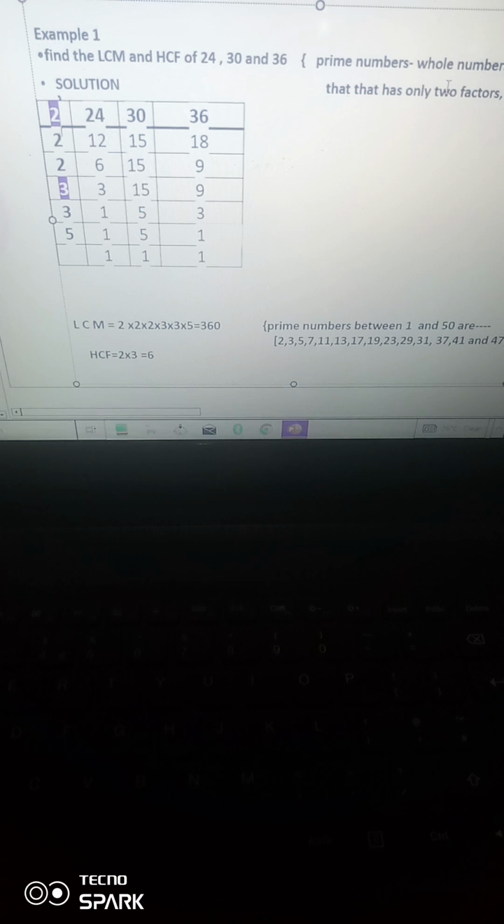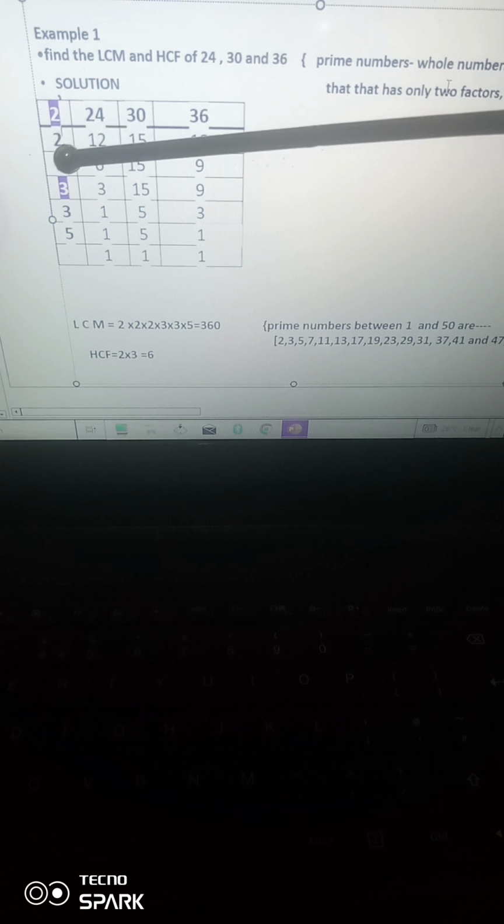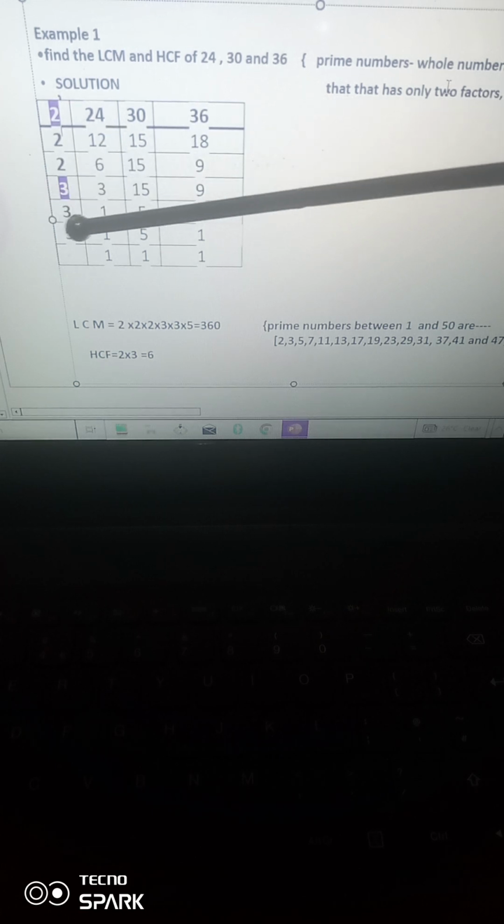Then what is the least common multiple? The lowest common multiple is the product of all the prime numbers. The product of all the prime what? Numbers. That is the product of 2 times 2 times 2 times 3 times 3 times 5.